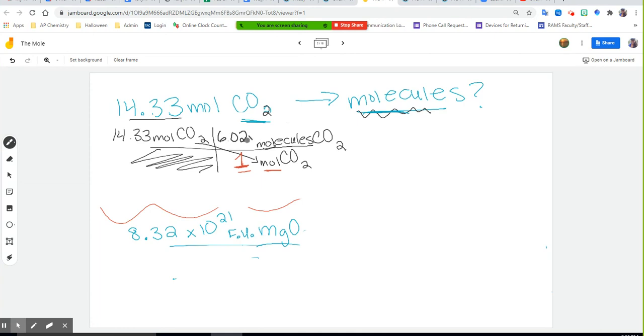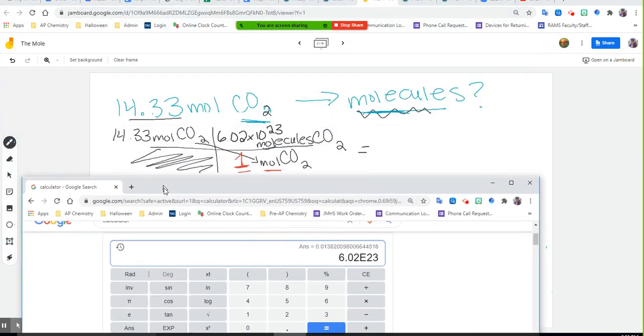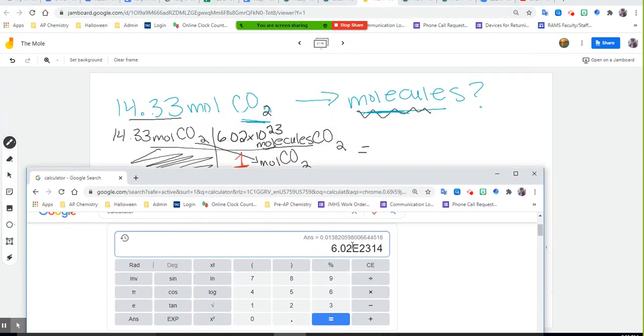So 6.02 times 10 to the 23rd molecules, okay? Now that I have all this written, we can start typing it into our calculator. So we're going to quickly go 14.33 times 6.02. I'm going to push EXP, the exponent, 23. I'm going to push equals, and then I'm going to divide by 1, and follow up with that answer. So I have 8.626. We have 4 sig figs, so I'm going to go 8.627.